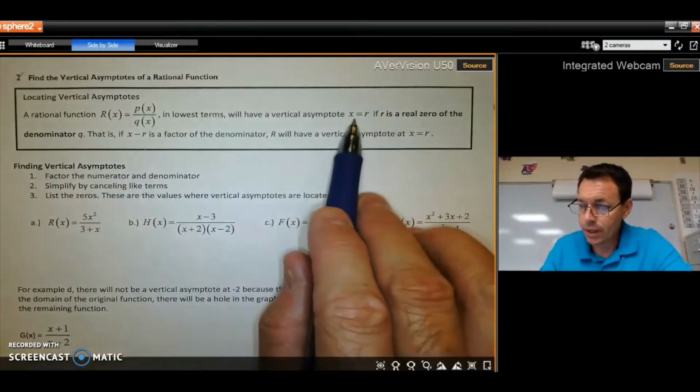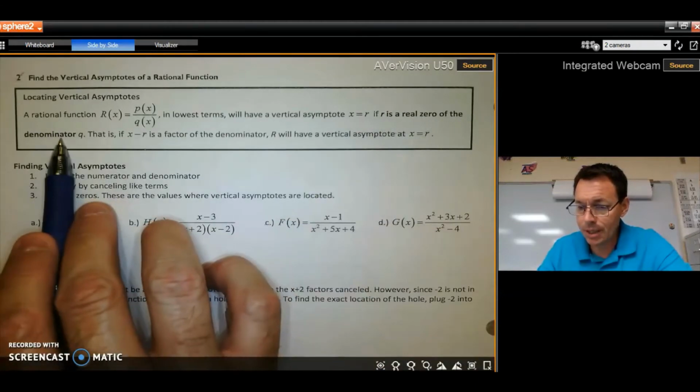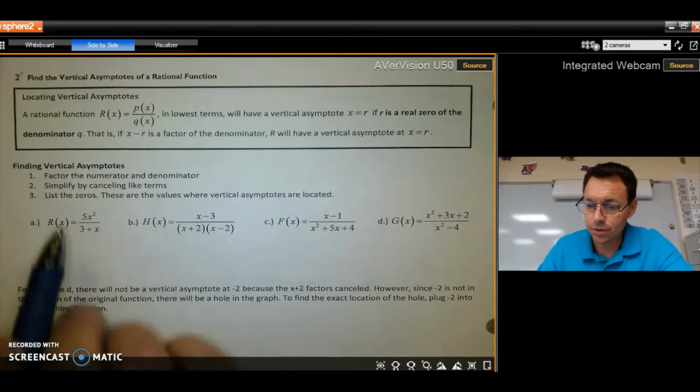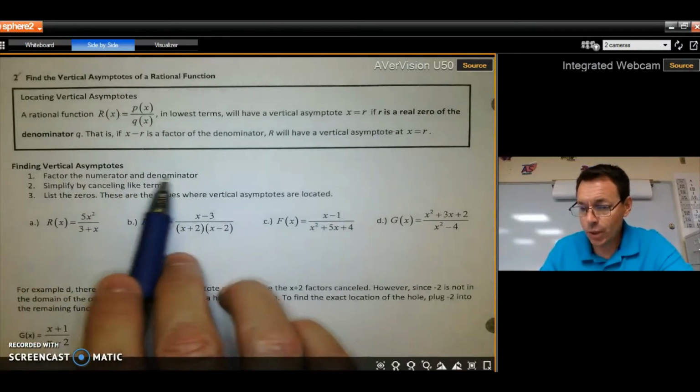Okay, so if x equals r, if r is some real 0 of the denominator, then that's going to be a vertical asymptote. So here's a simplified version. Factor the numerator and denominator.